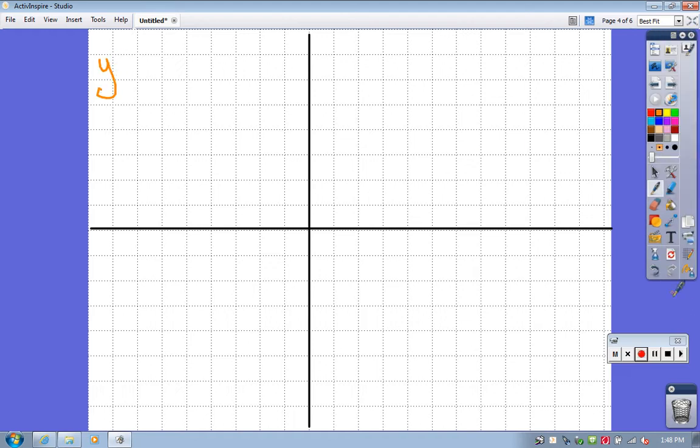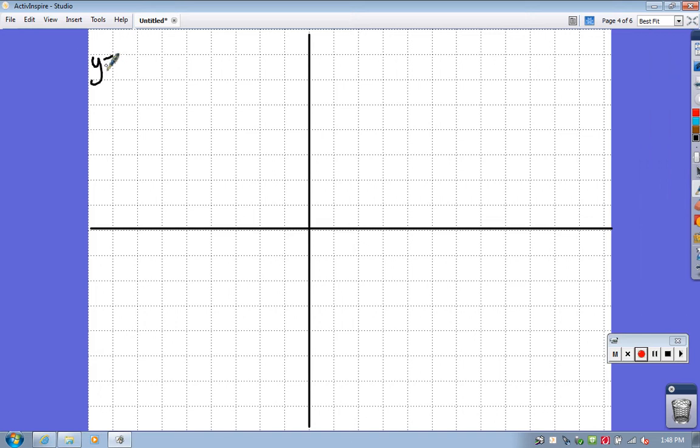I don't like that color. I mean, I don't have anything against that color. I just want to use this color. Y is x plus 1 over 2x squared plus 5x minus 3. So, first question.